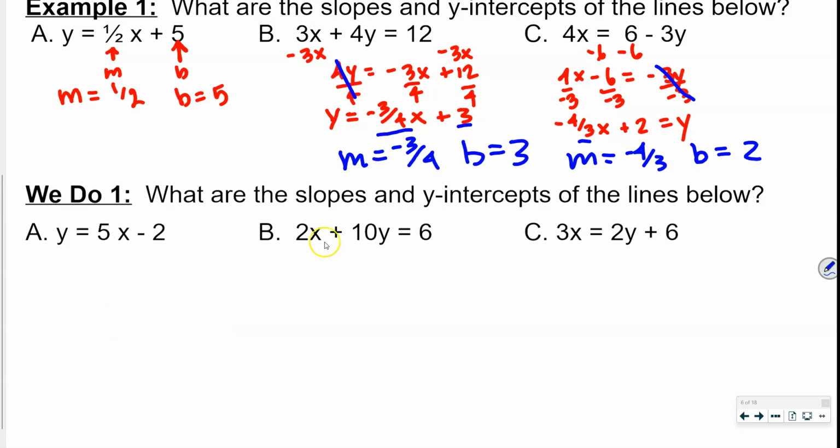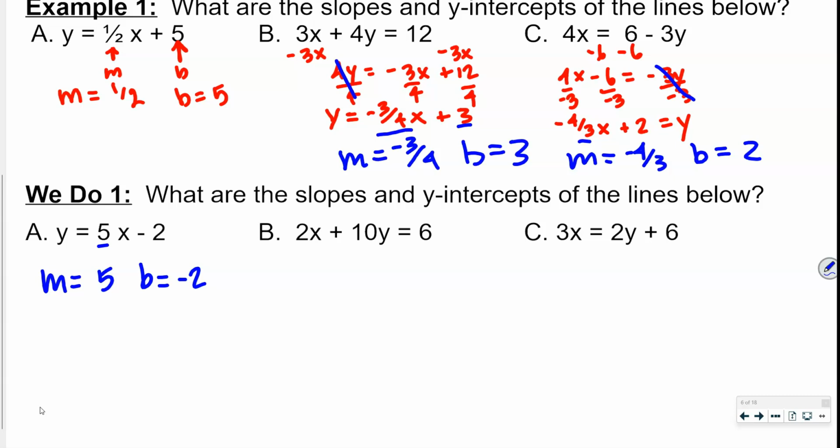Let's see if you guys can do these. Come back to me when you're done. So this first one's pretty easy, because again, whatever's attached to the x, there's our m. That's our slope. Slope is m. And our b is going to be just that negative 2. It's already in slope-intercept form.